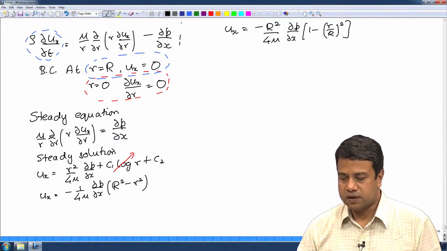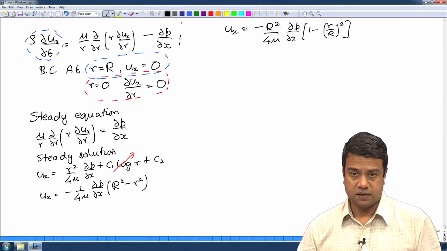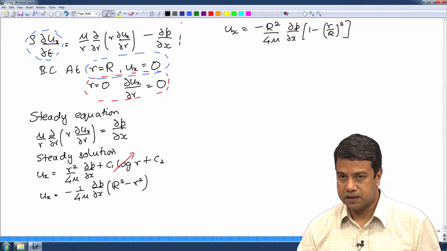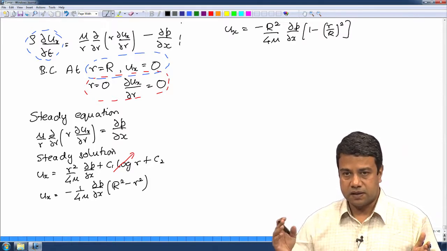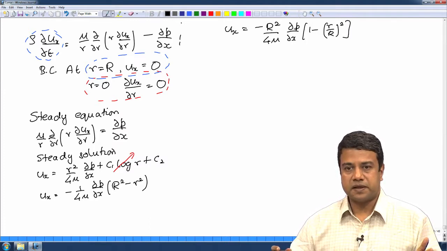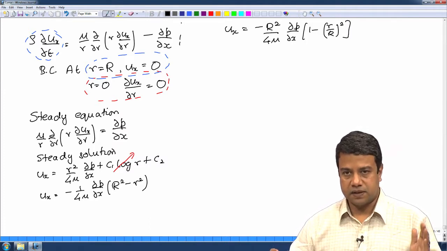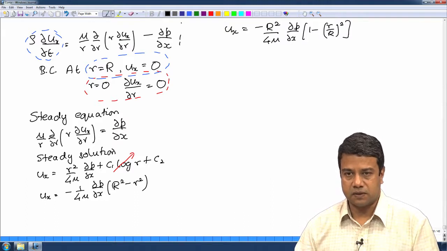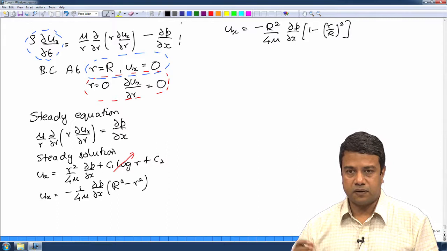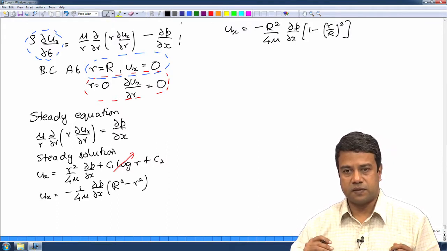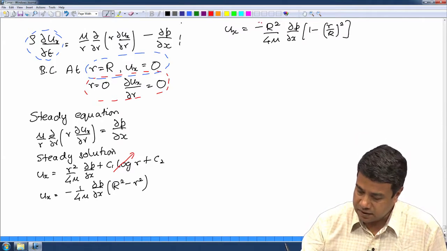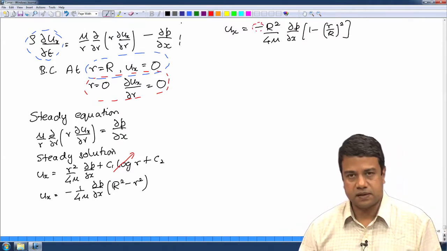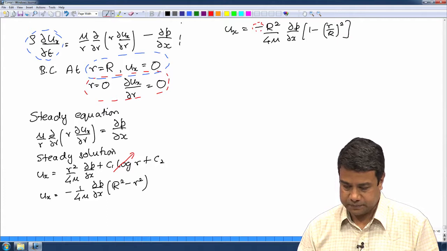Note that ux is positive if dp by dx is negative. Basically, if the pressure at the inlet is greater than the pressure at the outlet, the pressure gradient is negative. Therefore, ux is positive. So, the flow is from a region of high pressure to a region of low pressure, and that is the reason for this negative sign here.